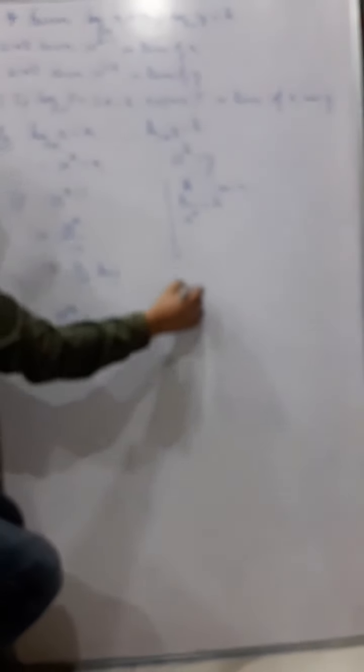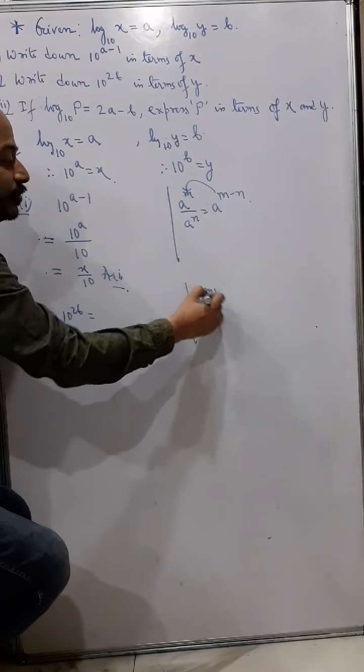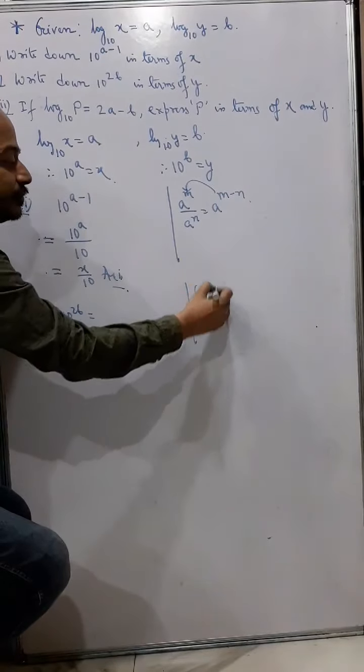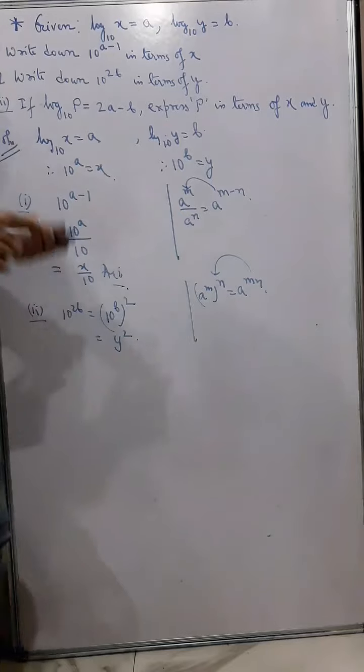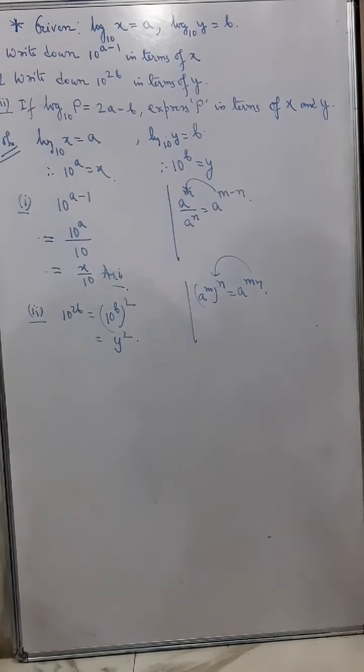Similarly number 2 also. Again, 10 to the power 2b is what they told. Now a to the power m whole to the power n becomes a to the power mn. So here also I'll split in this way. I can write 10 to the power 2b as 10 to the power b whole square. And 10 to the power b means y. So finally it is y square. Now the third one.